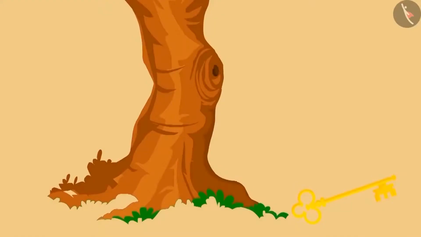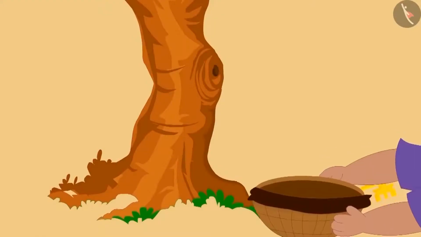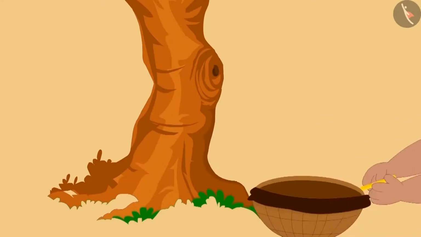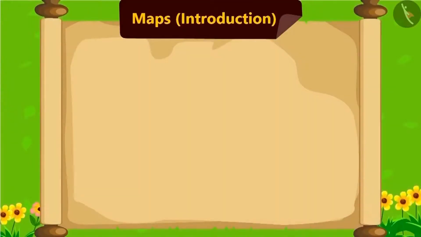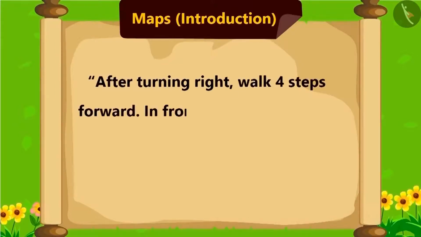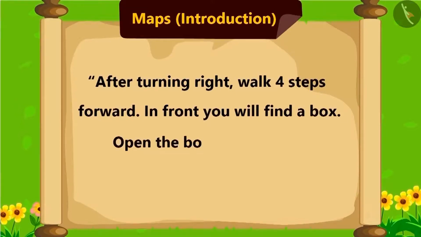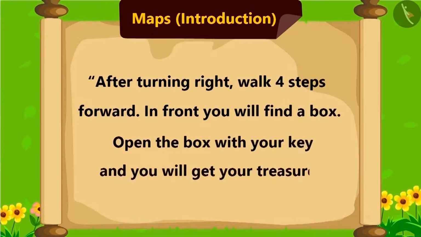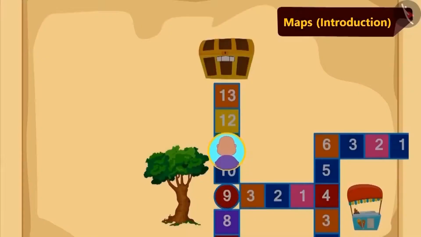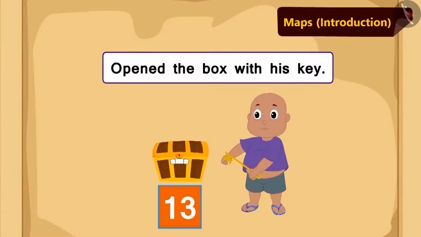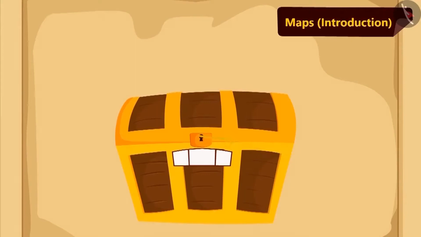Bablu kept the basket under the tree and turned right as mentioned. Now this was written further in the instructions. After turning right, walk 4 steps forward. In the front, you will find a box. Open the box with your key and you will get your treasure. As per the instructions, Bablu reached near the box and he opened the box with his key.